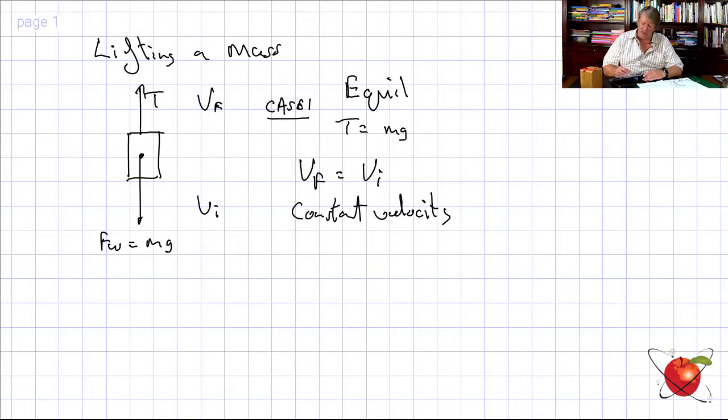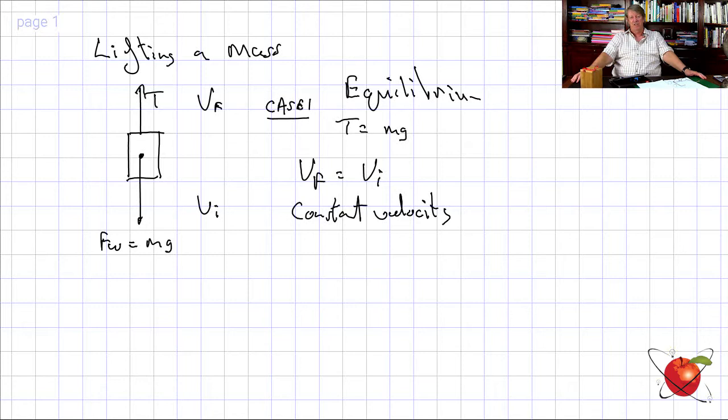Now, essentially, we are recapping previous grades' work. If the pull up is equal to the pull down, it means I'm in equilibrium, doesn't it? It means that as it moves up, V final is equal to V initial. Okay? It's moving with constant velocity, correct? It's going at a constant velocity because I'm pulling up with the same amount as coming down. It is in equilibrium.